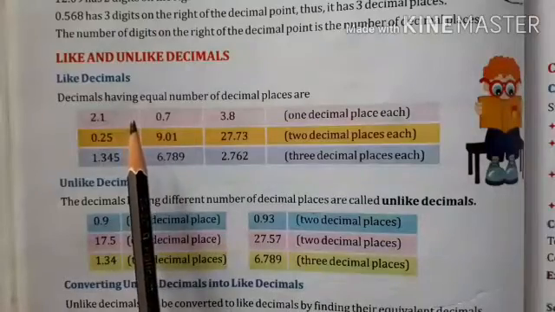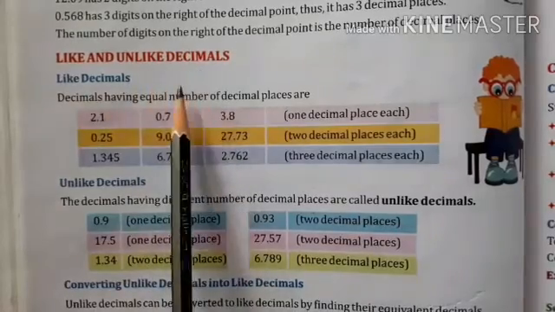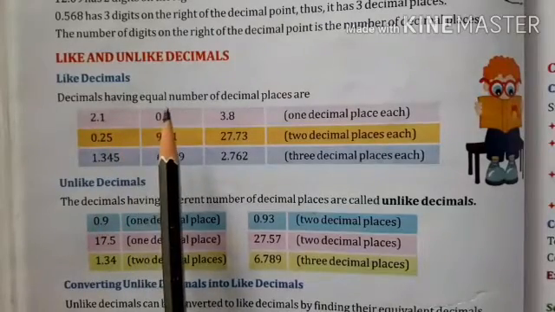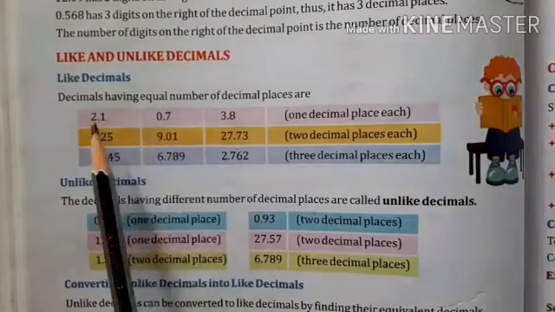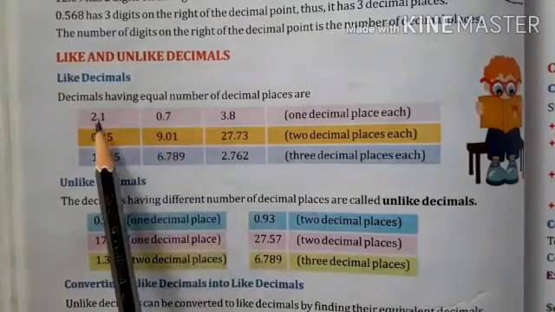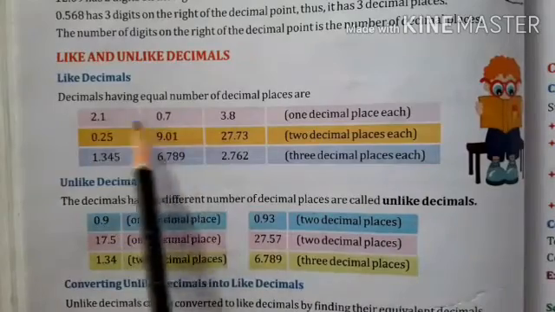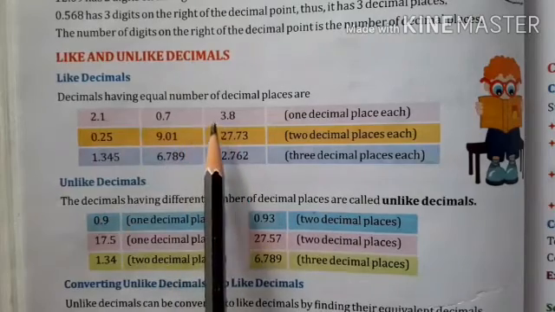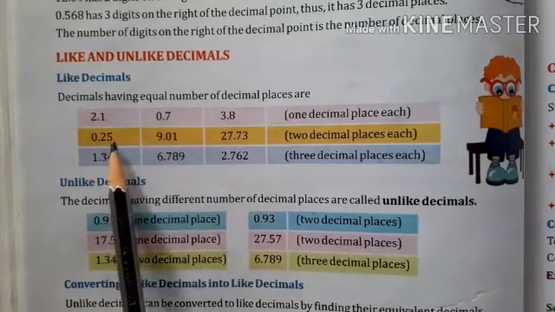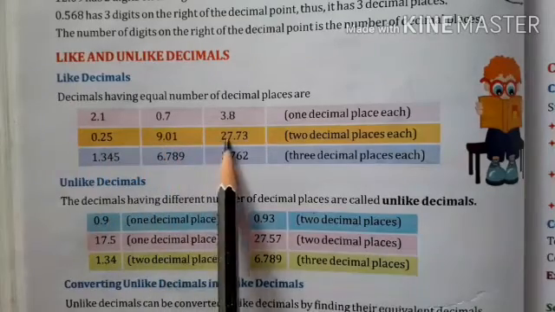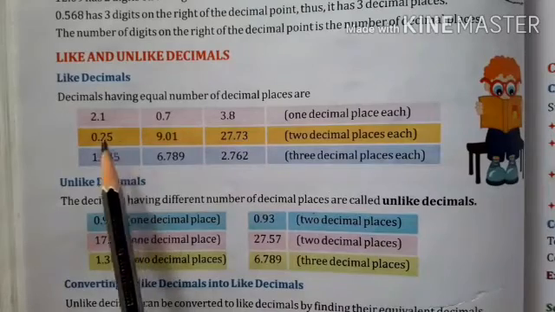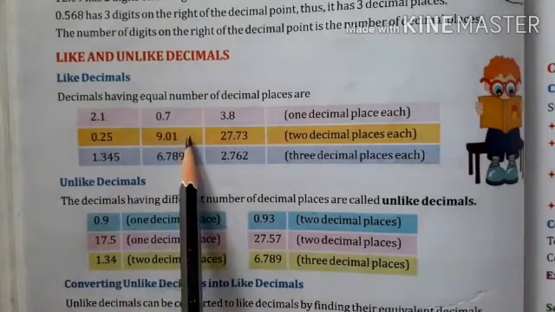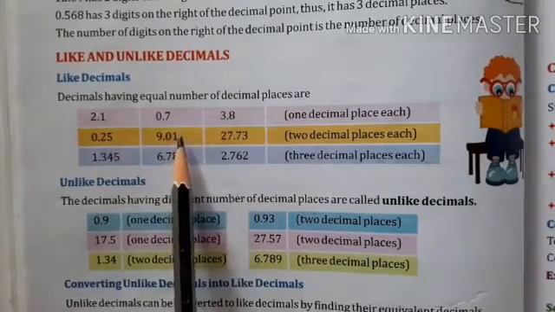Okay. Now we will discuss like and unlike decimals. Okay. First we will discuss like decimals. So the decimals that have an equal number of decimal places are called like decimals. Look at here, students, on the right side of the decimal point there is only one digit, right? So these decimals have one decimal place. So these decimals are called like decimals. Okay. Now look at here, 0.25, 9.01, 27.73. You can see here on the right side of the decimal point there are 2 digits, right? So these decimals have 2 decimal places. So these decimals are like decimals.